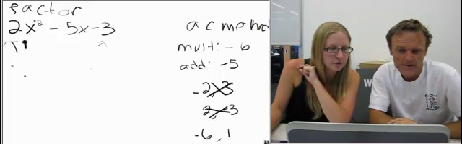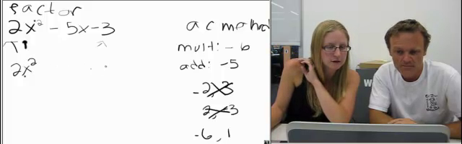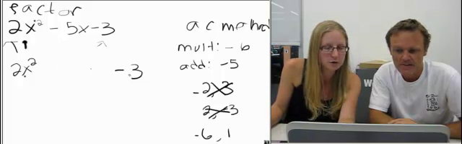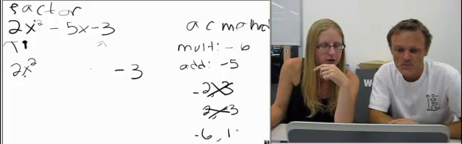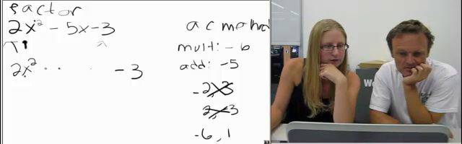All right, so we're going to rewrite. The first term stays the same always, 2x squared. The last term stays the same always. Okay. What you're going to do with the two numbers that you discovered over here is put those numbers in the middle. So you're going to put the negative 6x and then the positive 1x.